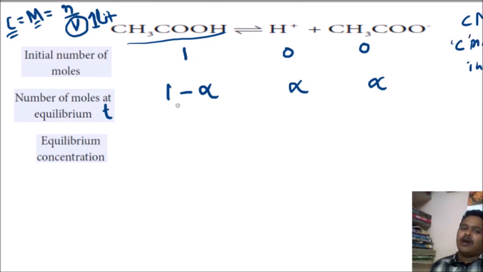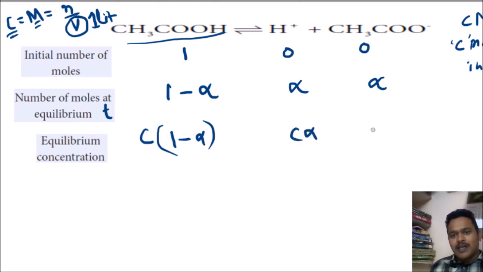For 1 mole I got it like this. For C moles, it is multiplied by C, so here also C alpha, here also C alpha. For our convenience I calculated for 1 mole. Initially 1 mole, nothing is forming. Out of that 1 mole, with degree of dissociation alpha, an alpha part is dissociated and missing, so whatever is missing, that amount is going to form.